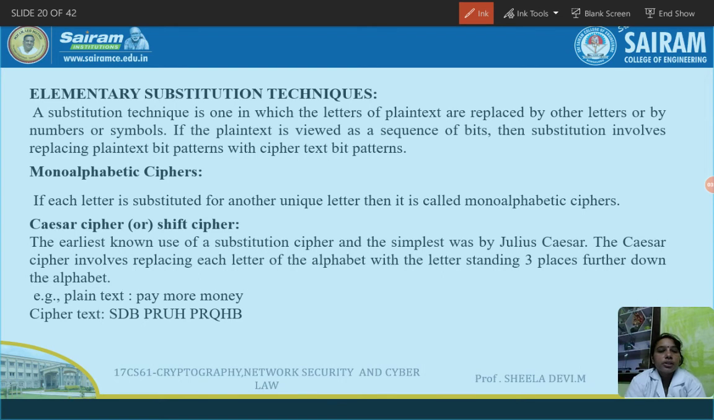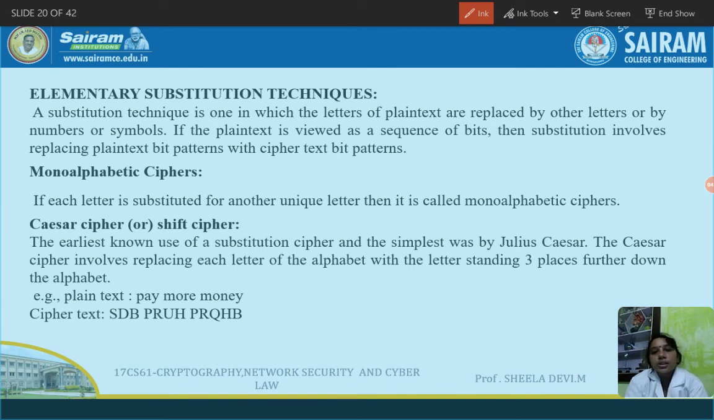So, he said if the key is 3, then the monoalphabetic substitution technique of Caesar cipher says: take ABCD and write it down. If the value is 3, then you count 3 letters ahead, and whatever letter you find there after moving 3 letters ahead, that has to be replaced.